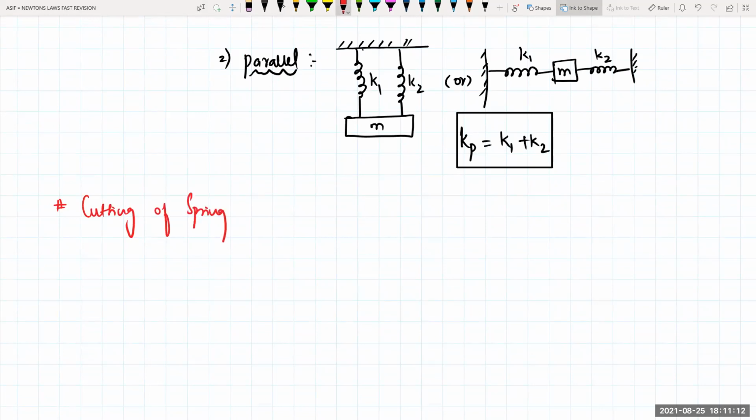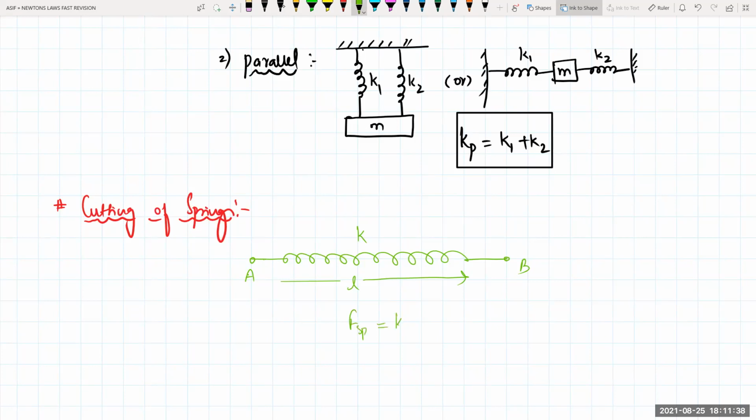Cutting of your springs. If a spring is being cut into parts, then how do you do it? This is your spring, with terminal B and terminal A, spring constant K. The length of this one is, say, L. What is the relation between the force constant? Spring force is equal to K into L here. So K will be equal to spring force divided by L. That means K is inversely proportional to your L.